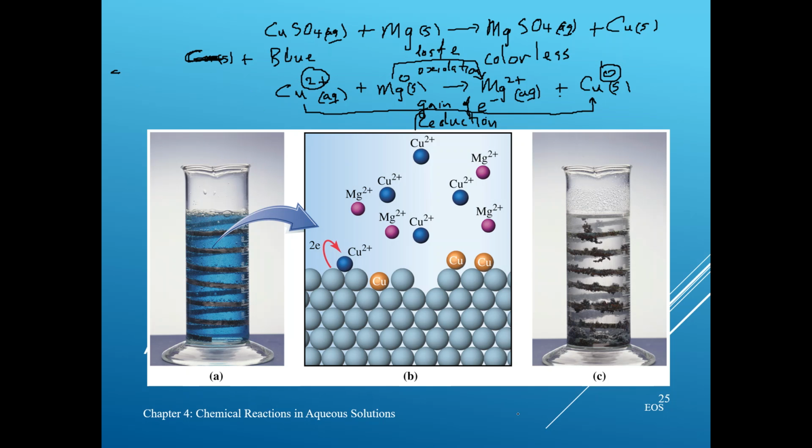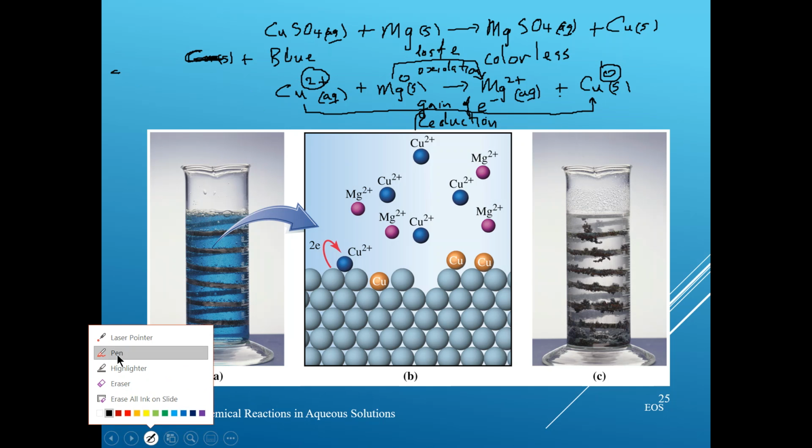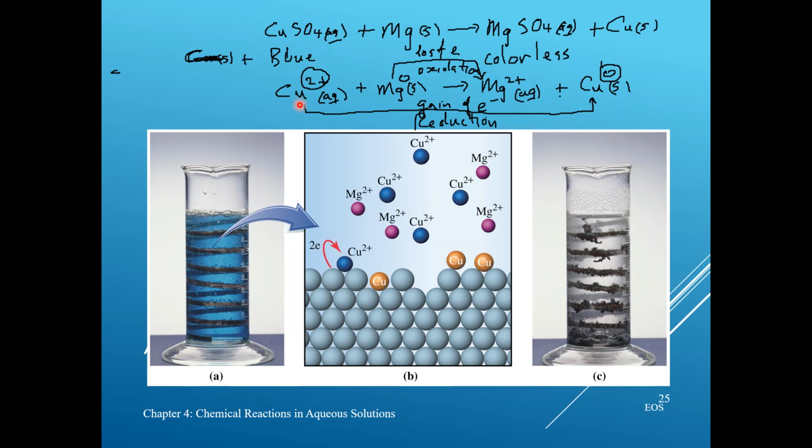So just to recap, in the case of the copper 2+, its oxidation number is reduced from +2 to 0 as the reaction progresses. So we say that copper 2+ has undergone reduction. And in the case of magnesium, it has undergone oxidation because its oxidation number increases from 0 to +2. All right? This is, as I said before, a very simple example of a redox reaction. In the next video I'm going to post, there are more complex examples, but the underlying principles are the same.